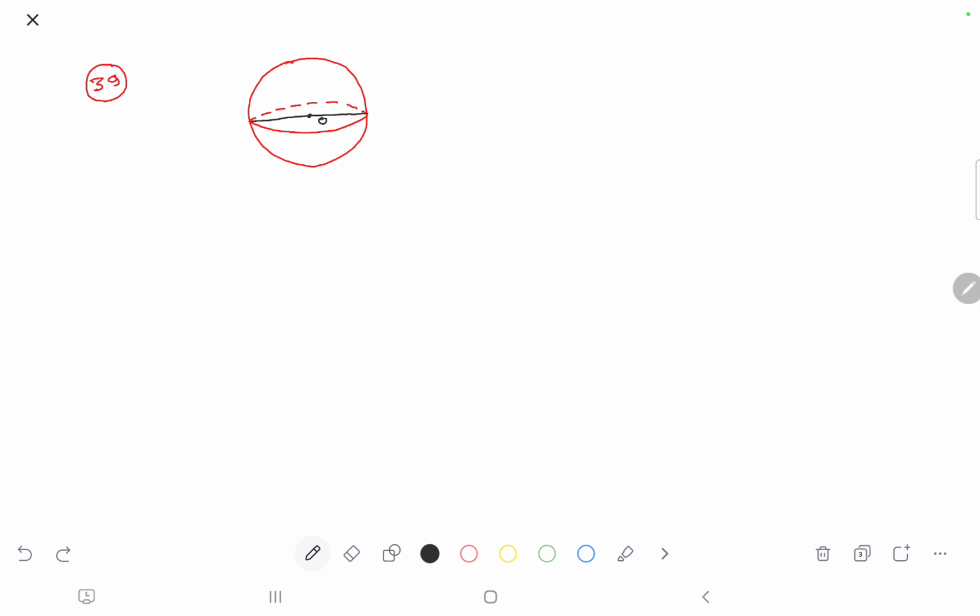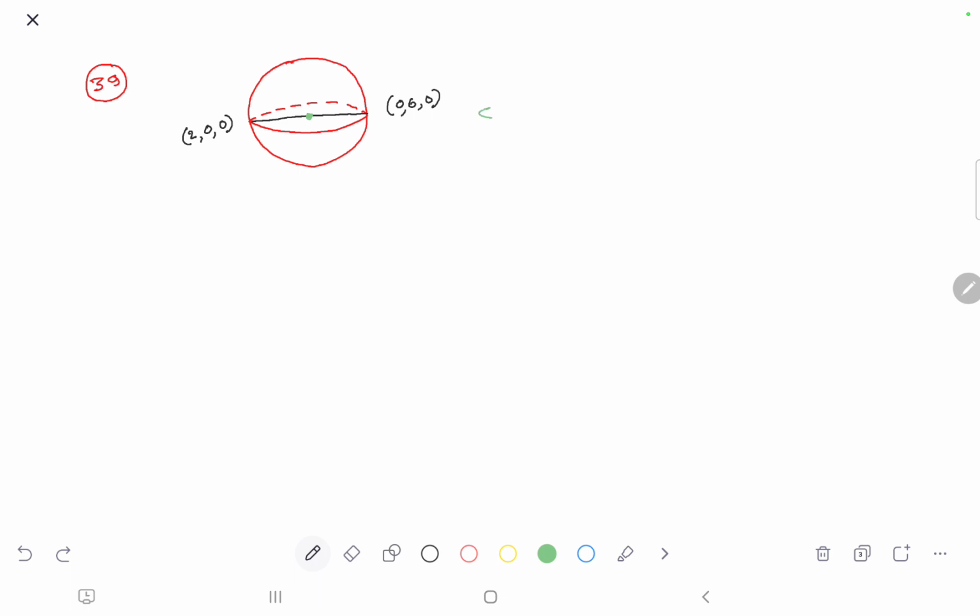Diameter means the line of the sphere that passes through the center, right? So that has coordinates 2, 0, 0, and then this has coordinates 0, 6, 0, right? We don't know the center, let's say the center is this. Let me put the green color for the center. So this is the center.